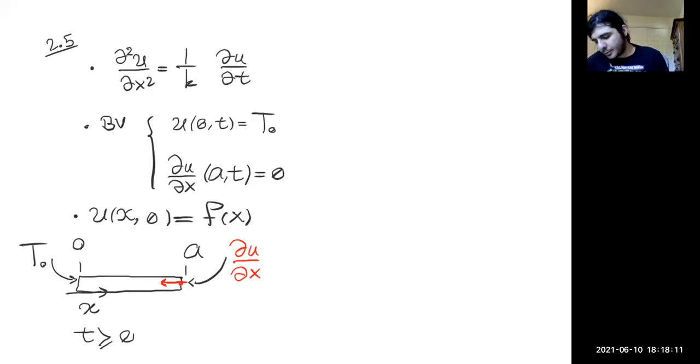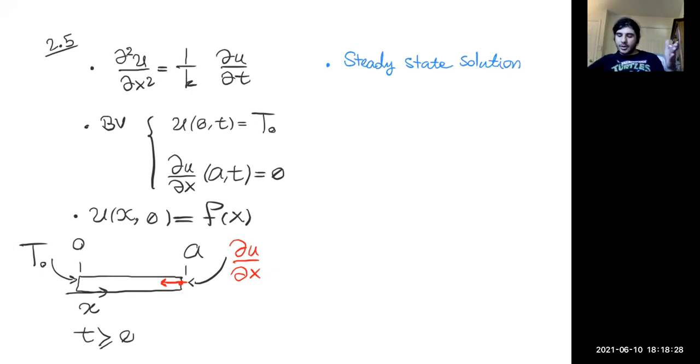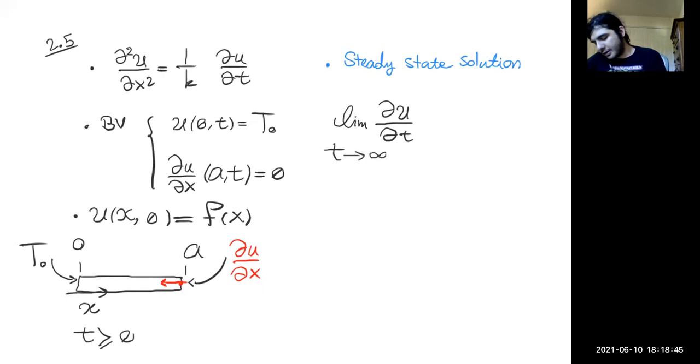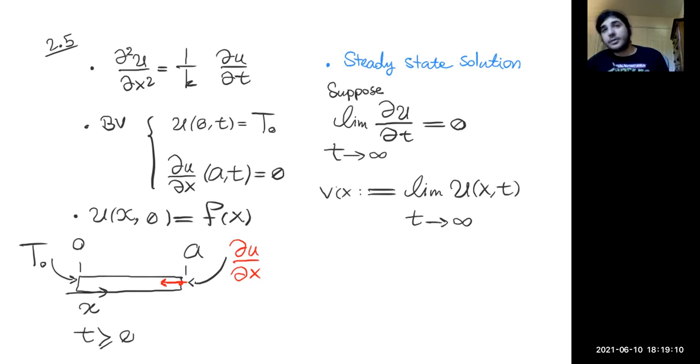So again, the way to solve this problem is to look at the steady state solution. Assume that when a good amount of time passes, the function u becomes constant. It doesn't change with time. So assuming that the change in u with respect to time is 0 when t is large enough, the function u at each point x would converge to some number. So the limit of u of x and t as t goes to infinity would converge to something. I would call that v of x.